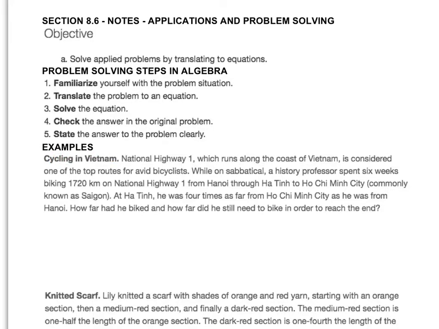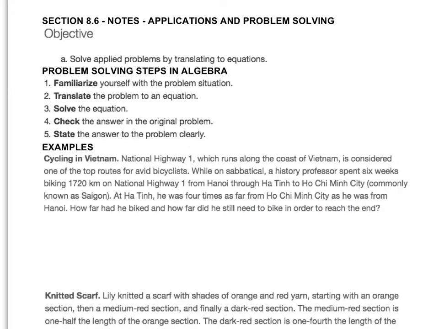National Highway 1, which runs along the coast of Vietnam, is considered one of the top routes for avid bicyclists. While on a sabbatical, a history professor spent 6 weeks riding 1,720 kilometers on National Highway 1. At Ha Tin, he was 4 times as far from Ho Chi Minh City as he was from Hanoi. How far had he biked, and how far did he still need to bike in order to reach the end?